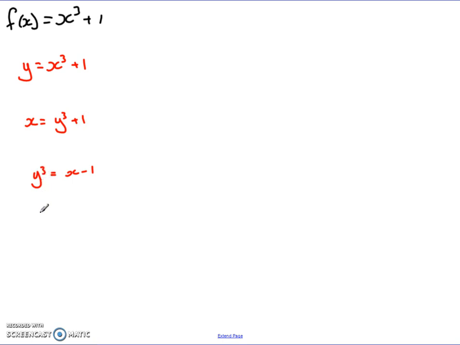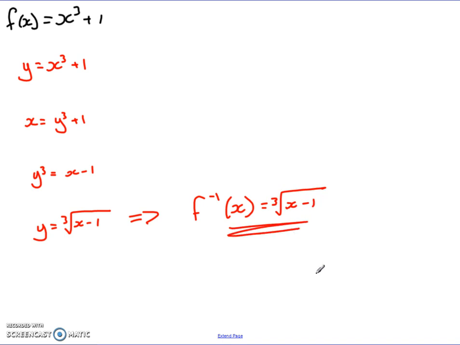We then have to get rid of the cubed, and remember to get rid of a cubed we take a cube root. So in this case I know y equals the cube root of x minus 1. We've got our final part, we now need to turn it into the inverse. So we then have to go back to our f minus 1 of x and say f minus 1 of x equals the cube root of x minus 1. So we've finally got the final version of our inverse there. Again, you have to include the f minus 1 of x, otherwise you won't get all the marks that are on offer and available for any of these types of questions.